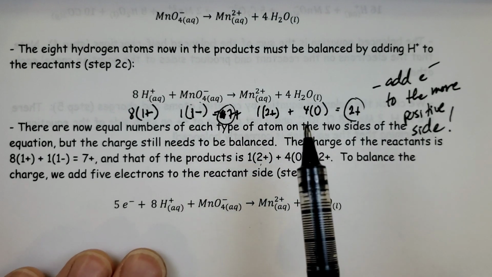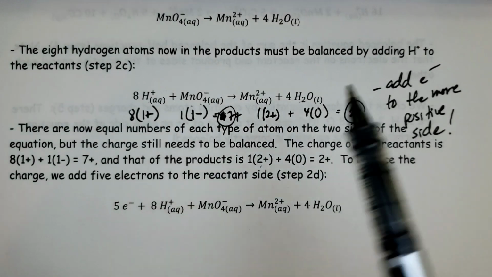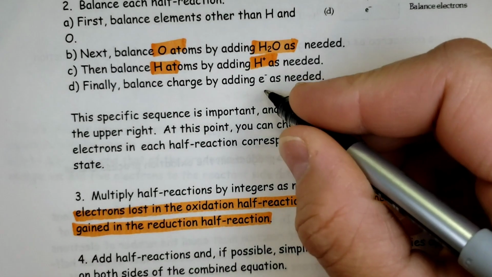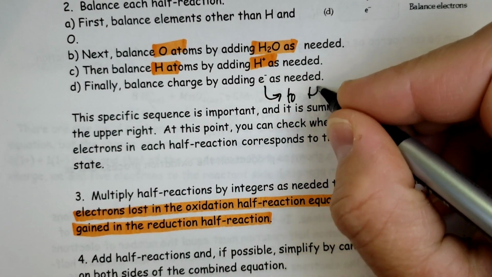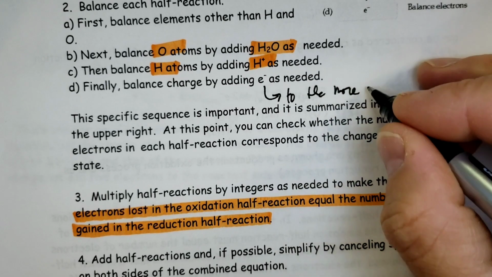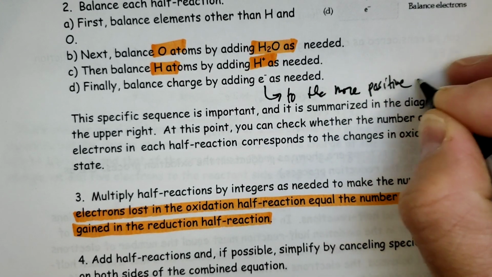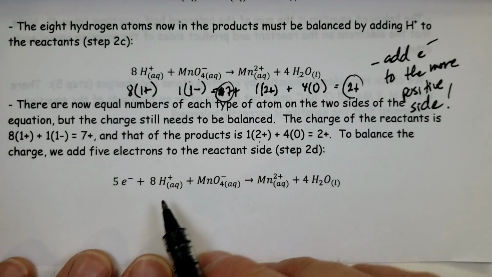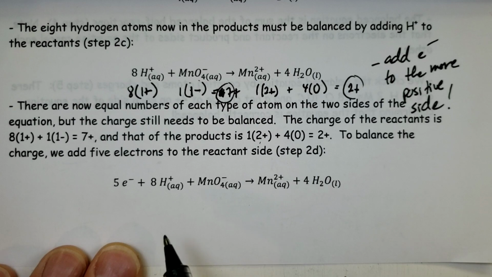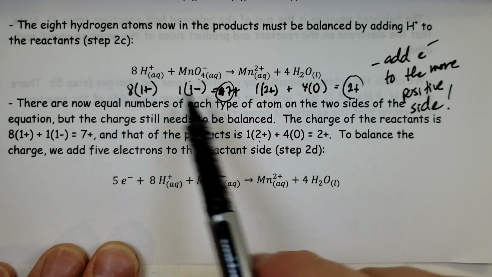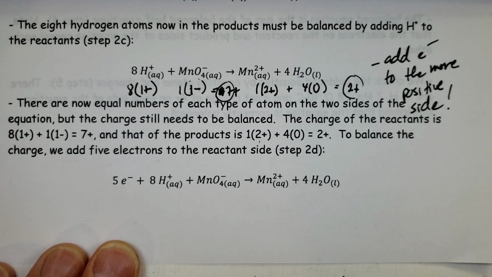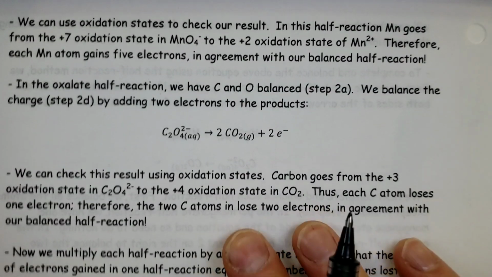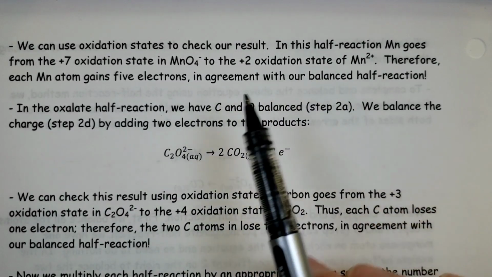So the key thing here is that to balance the charges on each side, you add electrons. So then you add electrons to the more positive side. So if I do that, then you can see I will have an equal number of charges because I'm adding 5 negatives to the plus 7 side, so that'll be plus 2, and both sides will be equal. So on the next page here, we can use oxidation states to check the results.